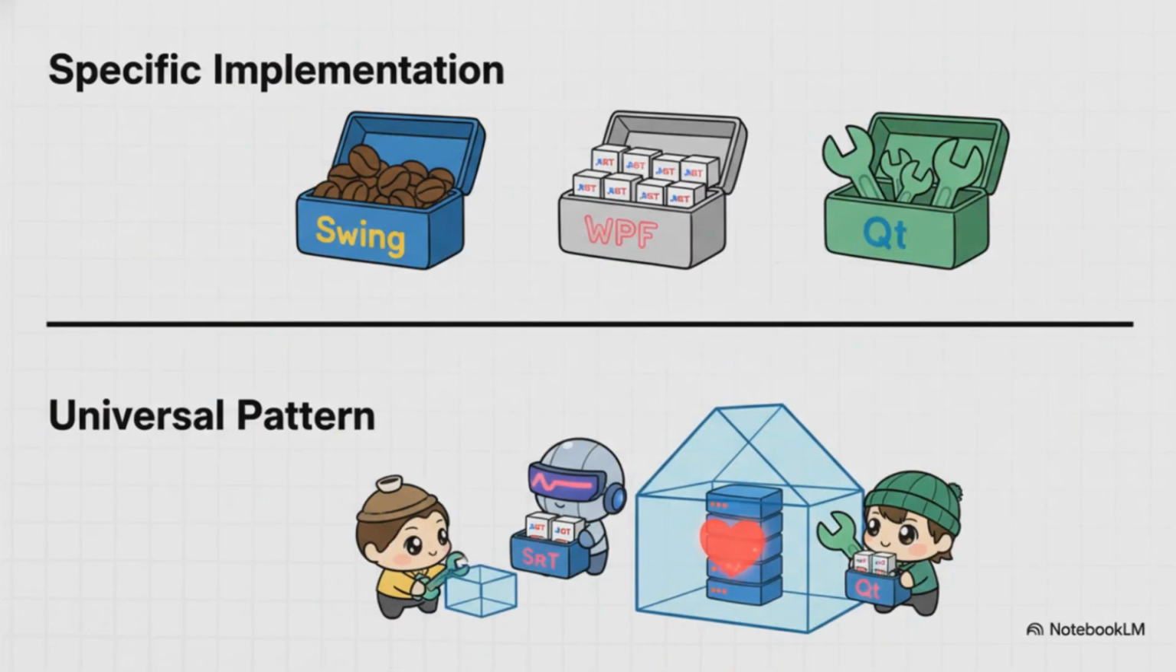Look, the specific code to walk a WPF component tree is obviously going to be different from the code for Swing, but the pattern, embed a server, walk the UI graph, and serve structured state over HTTP, that is a universal solution to the fat client observation problem.